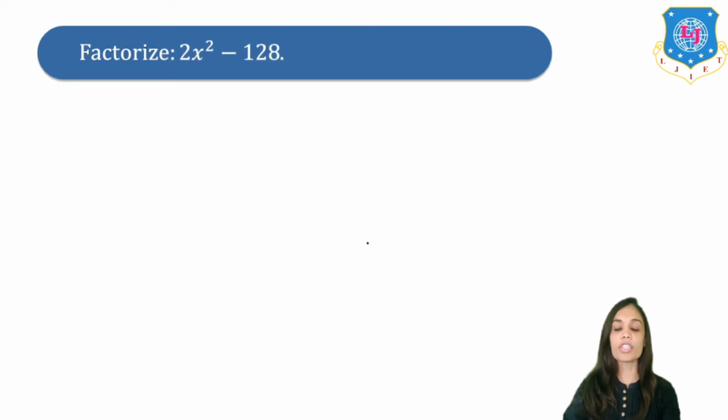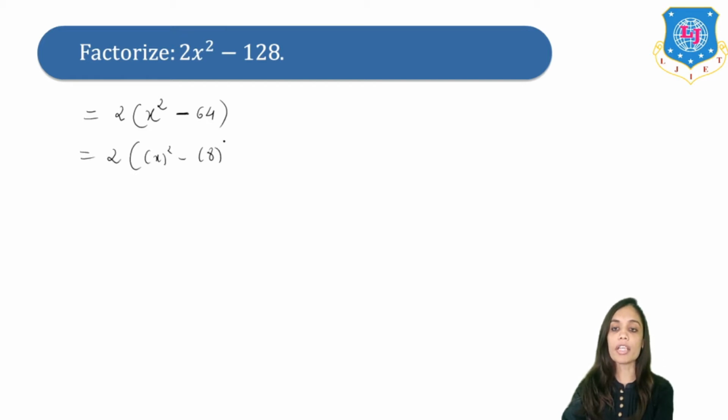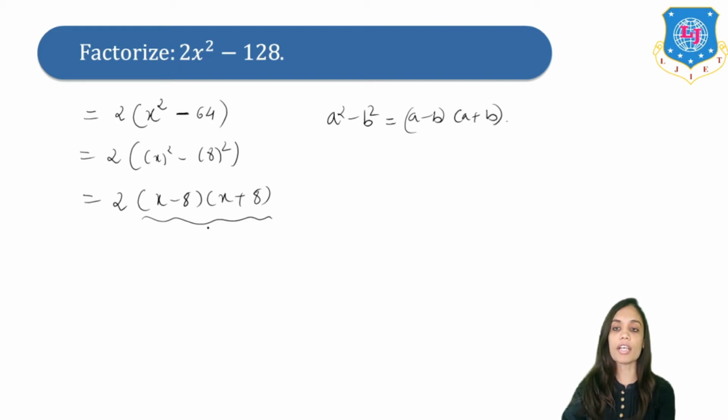So now let us start with a few examples. We have to factorize 2x square minus 128. Firstly, let us take 2 common, and we will get x square minus 64. Fine. So this we can write as 2 times (x whole square minus 8 whole square). Now we have the formula a square minus b square equals (a minus b)(a plus b). Here a is x and b is 8. So the final answer of the factorization will be 2(x minus 8)(x plus 8). Okay, so this is our answer.